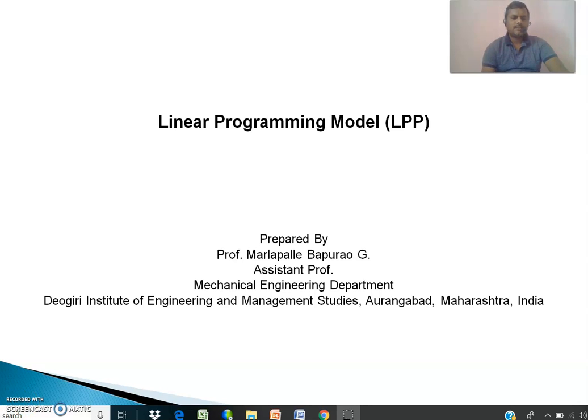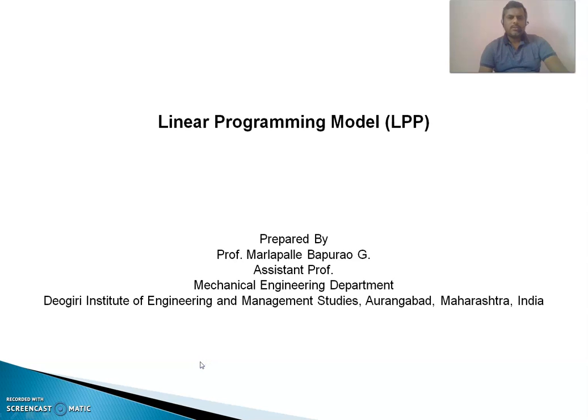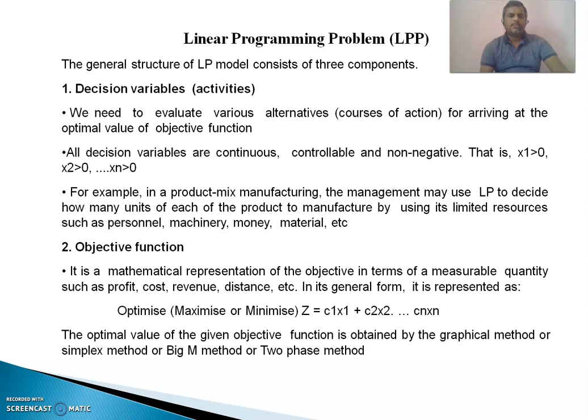Hi friends, our today's session is on linear programming model. Here I have mentioned three components which are used in LPP model. First one is decision variables or activities, and all decision variables are x1, x2 up to xn, and these should be greater than or equal to 0.